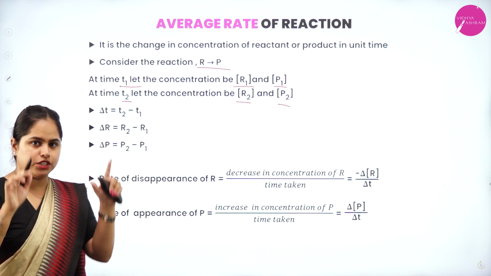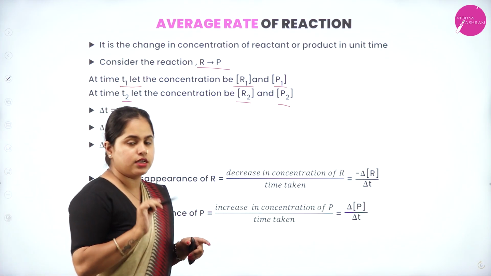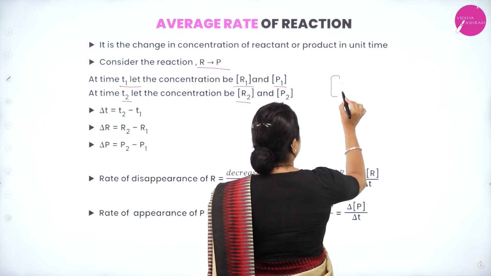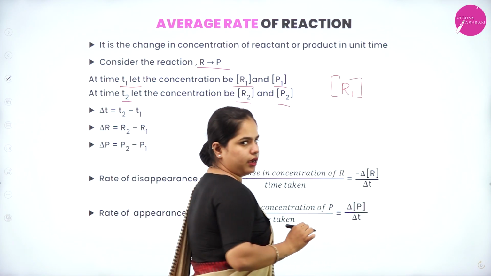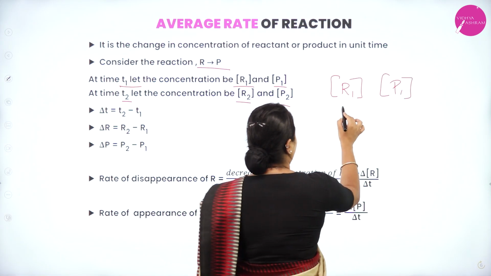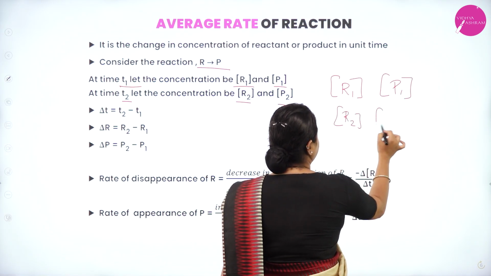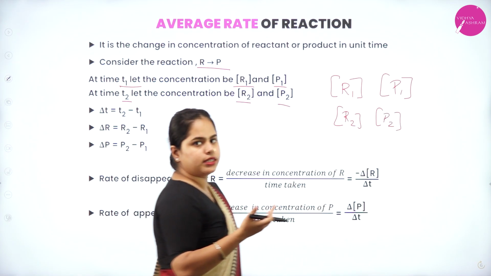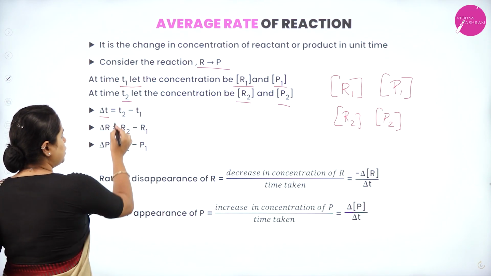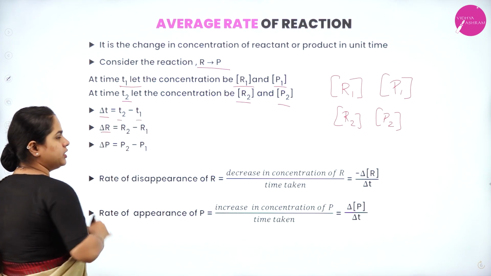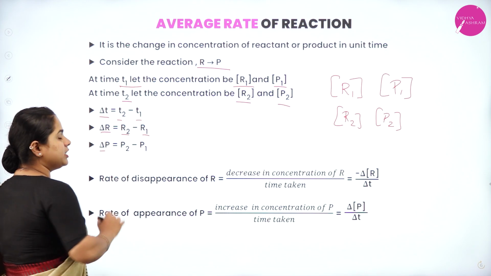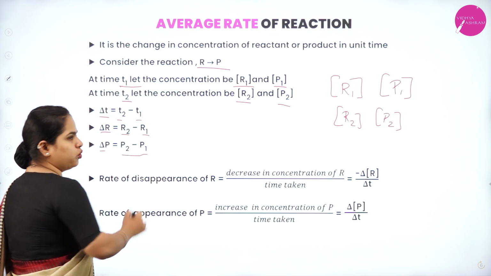You can see here it is expressed in square brackets. So the square brackets mention the concentration. Whenever you are mentioning the concentration, it must be put in square brackets. So at time T1, [R1] and [P1] are the concentration of reactant and product, and at time T2, [R2] and [P2] are the concentration of the reactant and the product. Now delta T stands for the change in time, that is T2 minus T1, right? Now what is the change in concentration of reactant? It will be R2 minus R1. And what will be the change in concentration of product? It will be P2 minus P1, right?